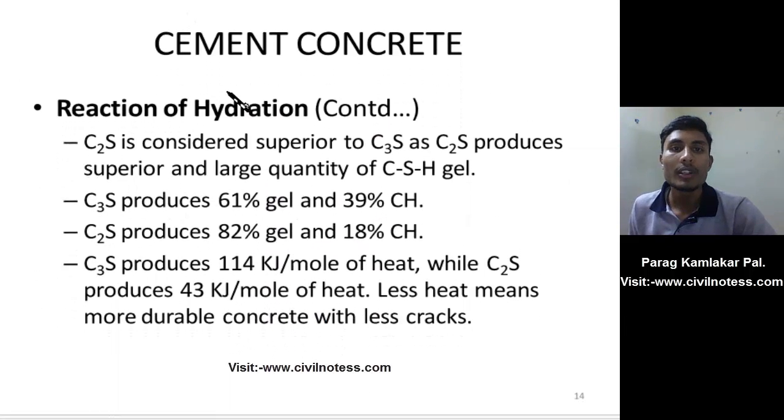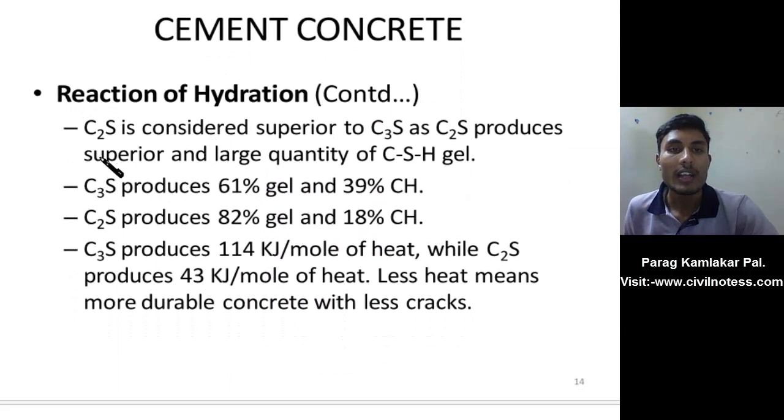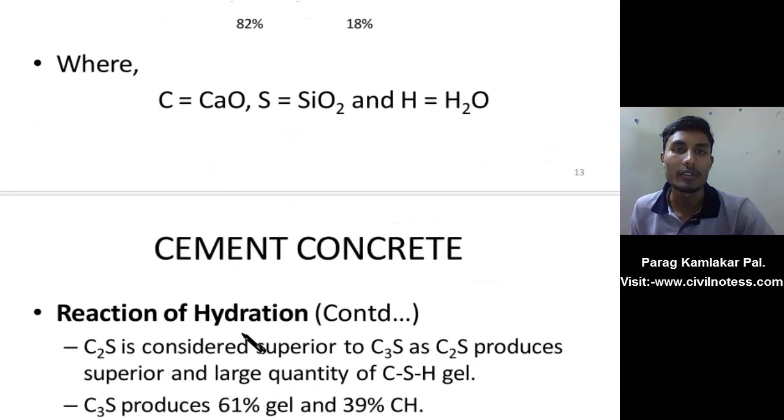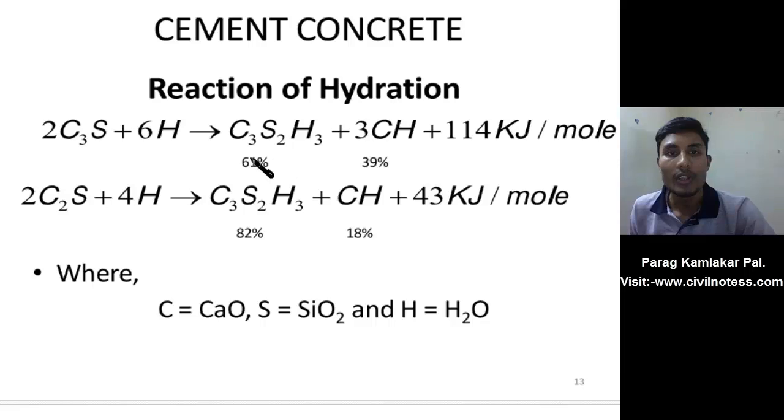Now, coming to the hydration reaction, tricalcium silicate is superior to dicalcium silicate because it produces a superior and larger quantity of C-S-H gel. We observe this in the above reaction. Tricalcium silicate produces 61% gel and 39% calcium hydroxide, CH. You can see the percentages I have provided here.